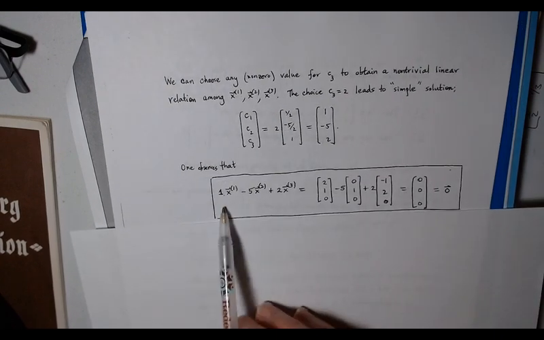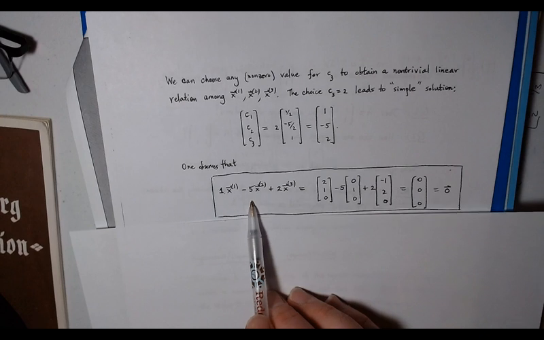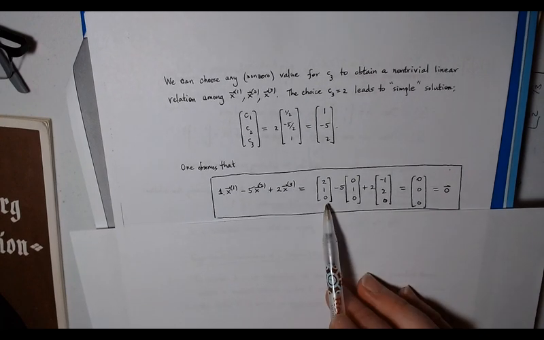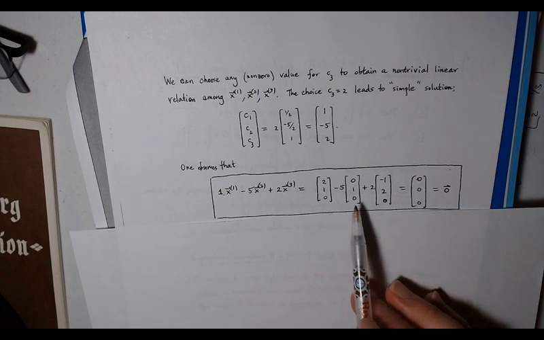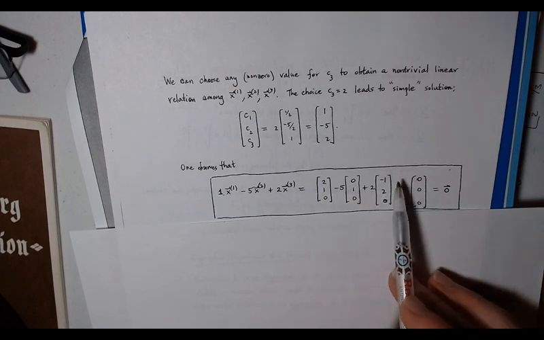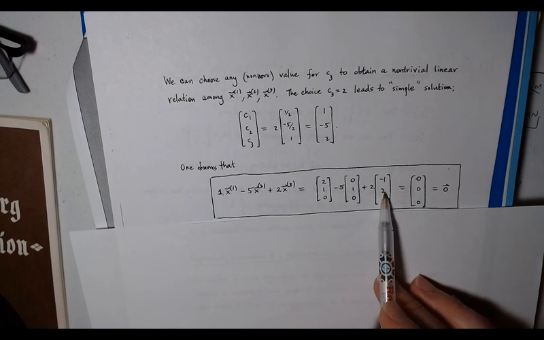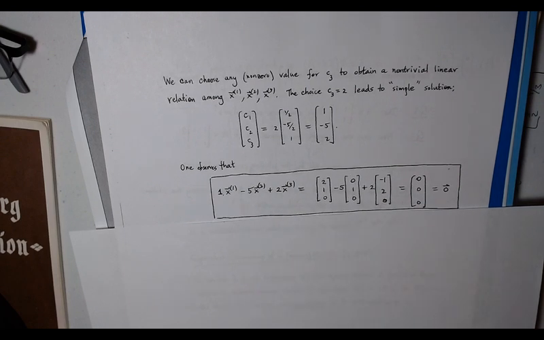And if I take 1 times the first vector minus 5 times the second vector plus 2 times the last vector, we get 2 minus 2 for the top row, 1 minus 5 plus 2 for the middle row, and 0 for the last row, which is the 0 vector.